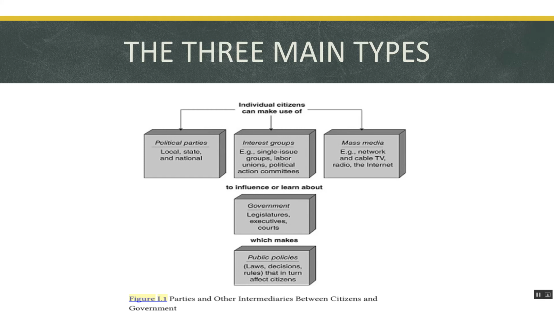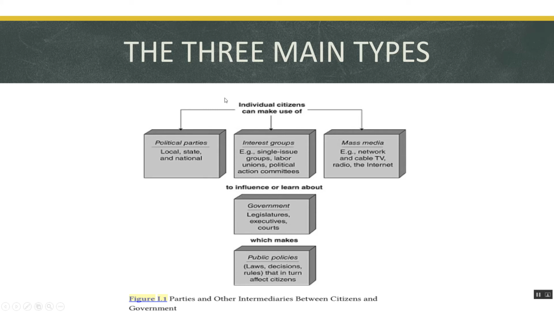A political intermediary is simply an institution or organization that helps to facilitate collective communication between the government on the one hand and the people on the other hand. In other words, these are the institutions or organizations that you use to learn about and influence government decision makers, and that government decision makers use to learn about and influence voters.